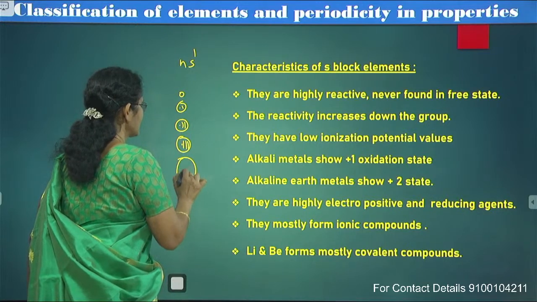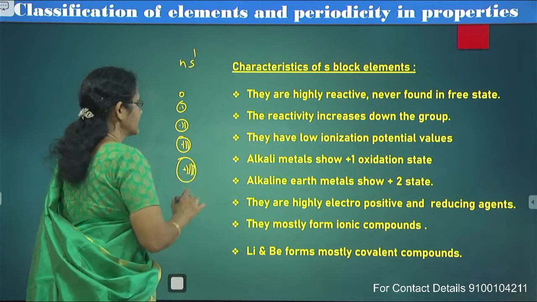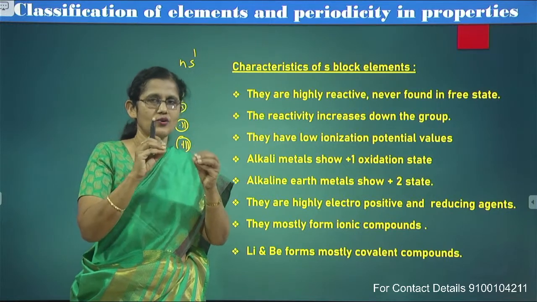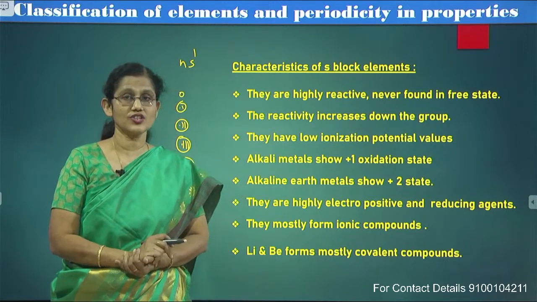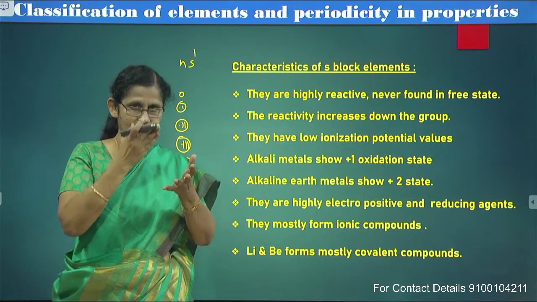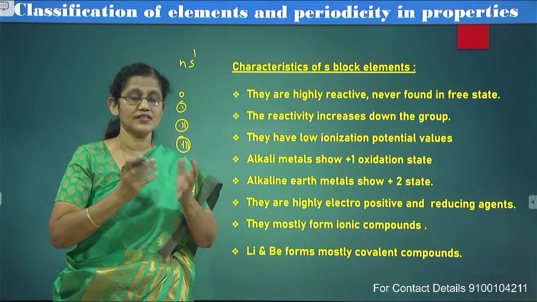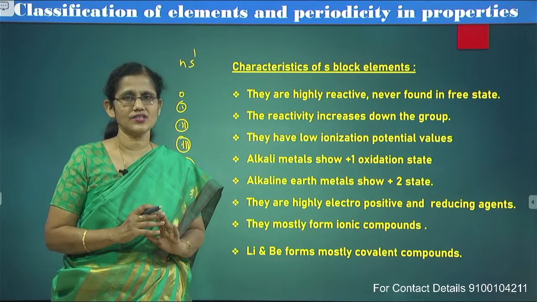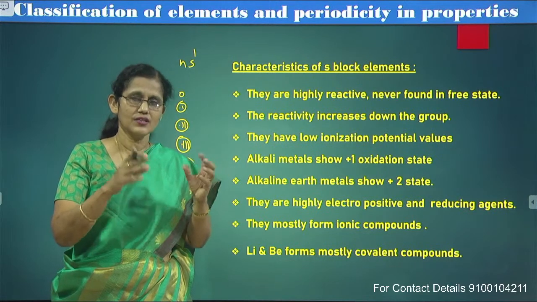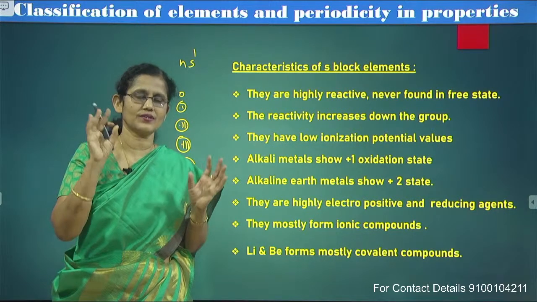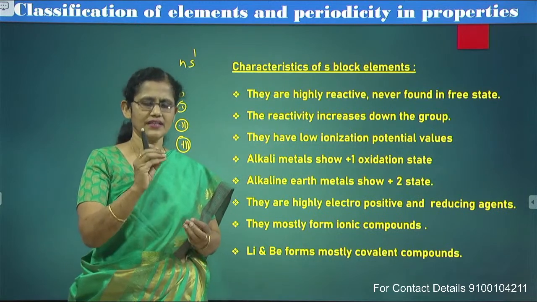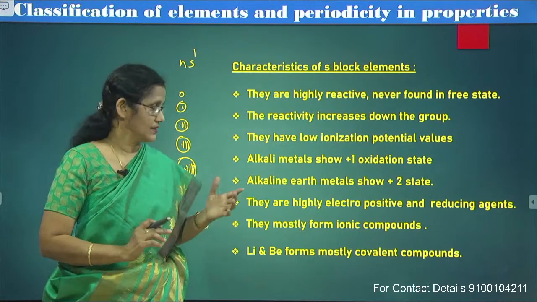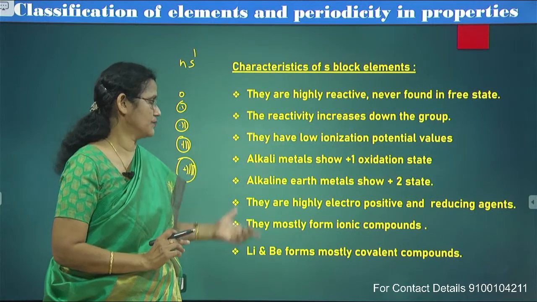The number of inner shells goes on increasing, so we can easily remove outer electrons. Their ionization potential values decrease as size increases. The alkali metals have only 1 electron in the valency shell, and their size is very big. So, they have low ionization potential values. That means we can easily remove electrons, right. So, they are highly reactive, and reactivity increases down the group.